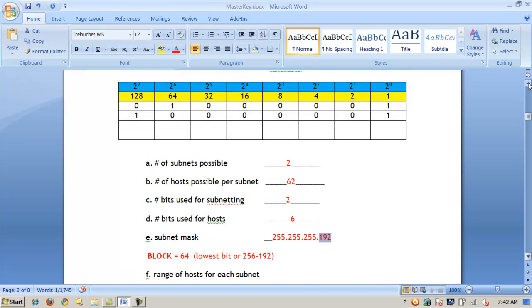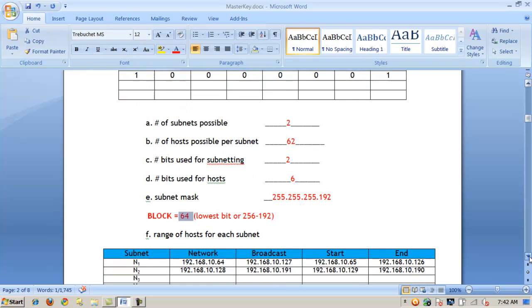And to find the block, I could either look at my lowest bit, I know my block is 64, or if I choose, I could subtract 192 from 256. And again, that would give me 64. This is all we need to figure out the network, the broadcast, and a valid range of start and ending IP addresses. So let's do that.